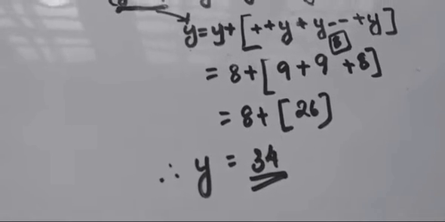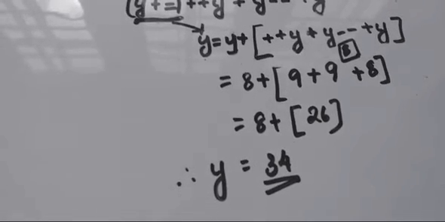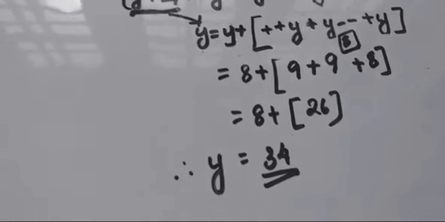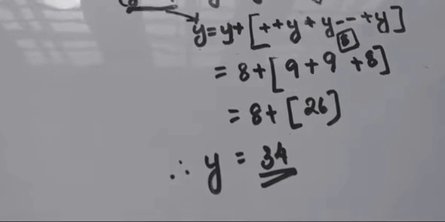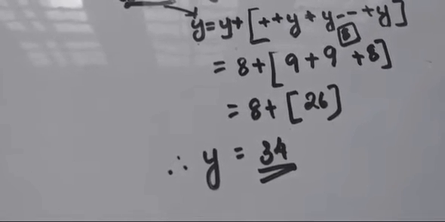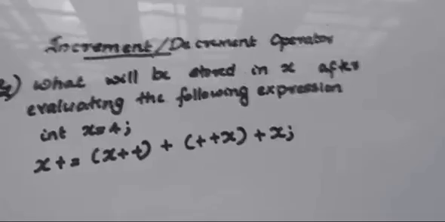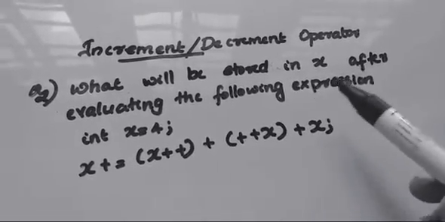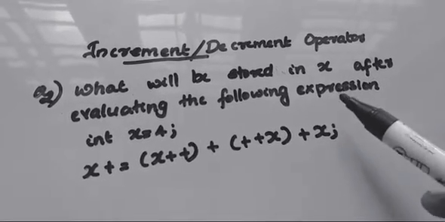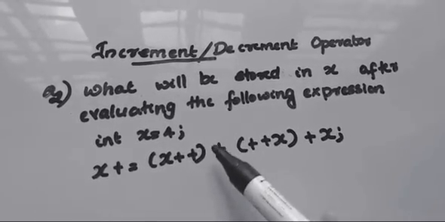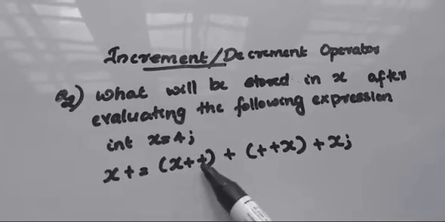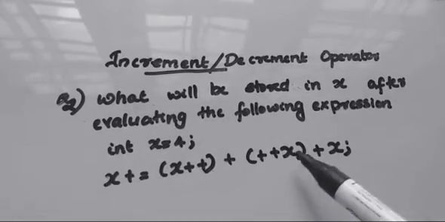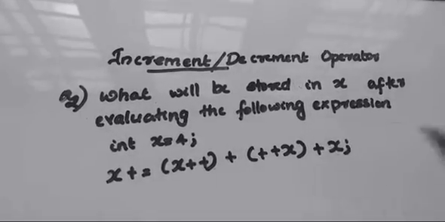So this is about increment operator questions or post increment or decrement operator questions. So this is the next question. What will be stored in x after evaluating the following expression? int x = 4; x += x++ + ++x + x. So this is very simple.